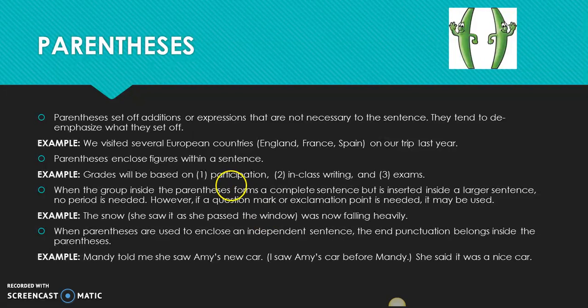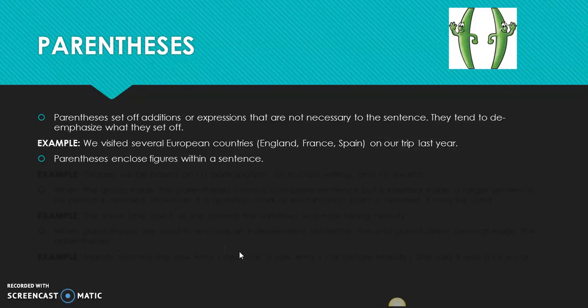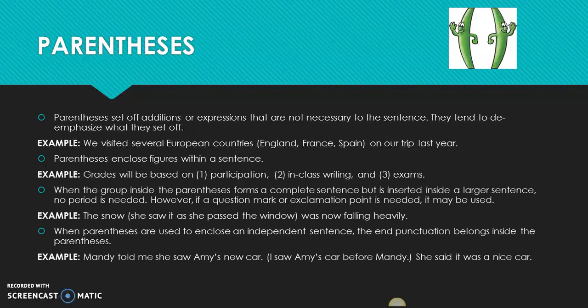So here, what it takes to understand these two examples is to note that the first example is dependent. If we take this away, she saw it as she passed the window, who is that she and what is that it? So this idea totally depends on the whole sentence. That's why we don't have a period inside.